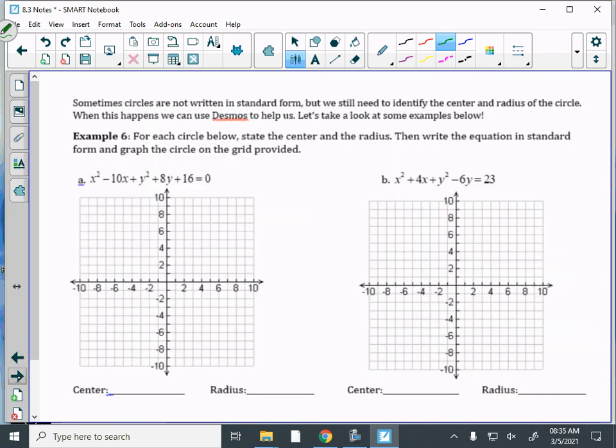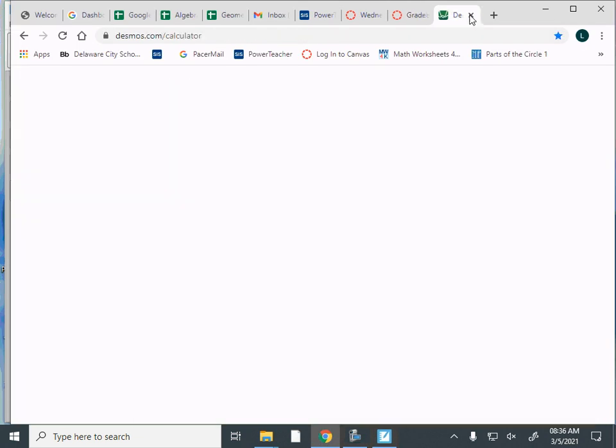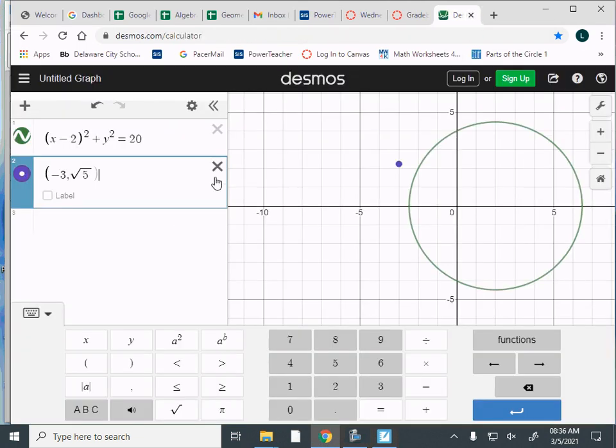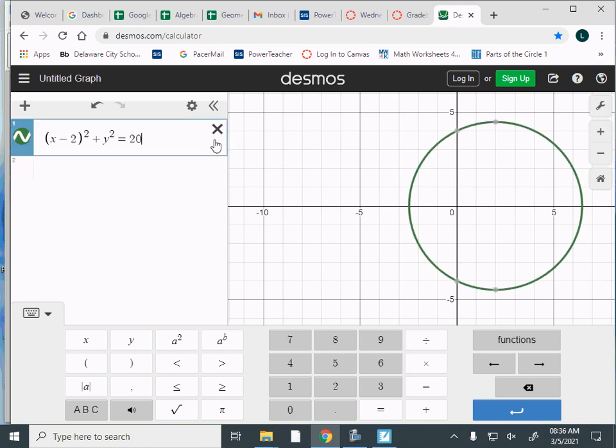But Desmos came along and made our lives a lot easier, so we can actually just use Desmos to do this instead of complete the square. And it's really similar to that last example we just did. So go ahead and get out Desmos. I'll pull Desmos up on my screen. Here. And delete what's there.